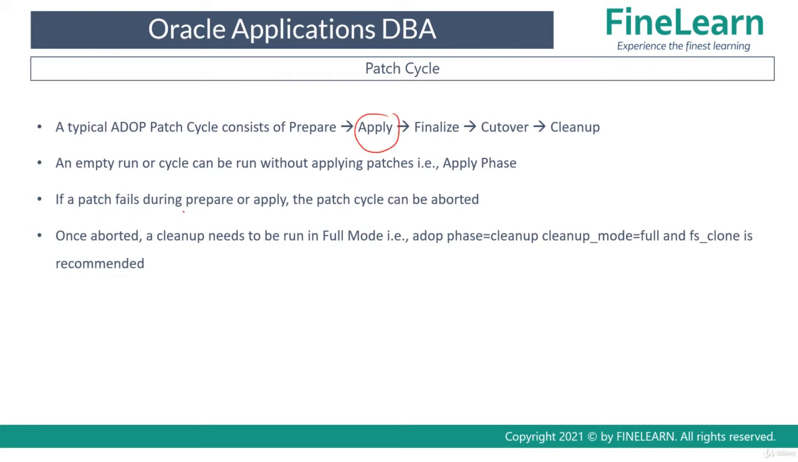If a specific patch fails during prepare or apply, the patch can be aborted. So remember that if you run the finalize, then you cannot abort it. So only before finalize you can basically abort a patch cycle. Once aborted, a cleanup needs to be run in full mode. That is ADOP phase equal to cleanup, cleanup_mode equal to full. And also fs clone is recommended when you abort a patch cycle.